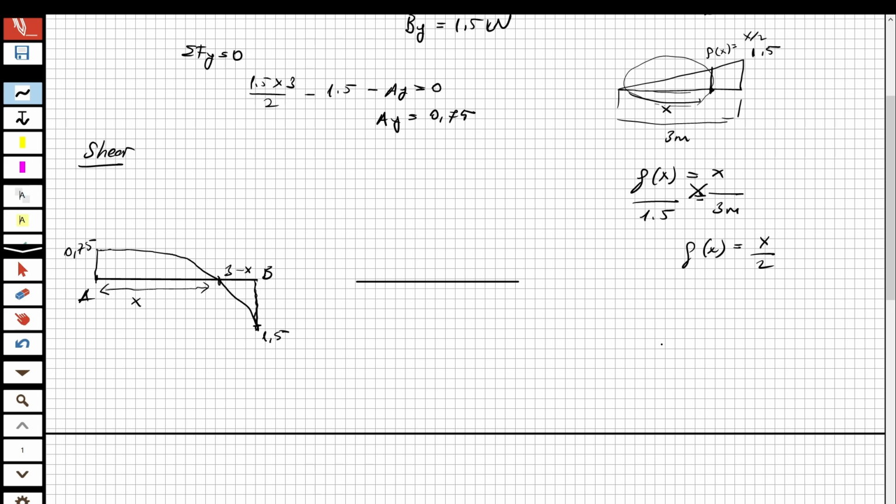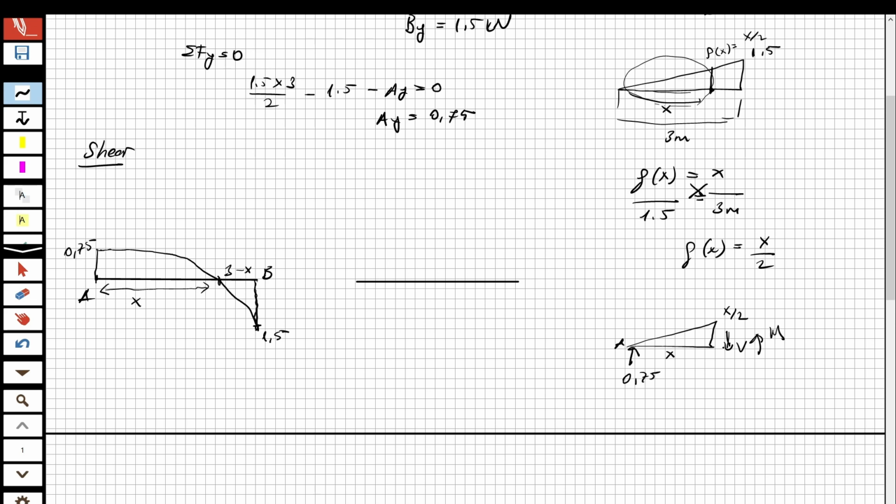So I'm going to take this part. This is x over 2, and this is the point x. I have a shear force. What is this shear force at this point? It was 0.75, right? Because this is the point A. And I have a shear force here in this direction, V, and I have a moment here in this direction.